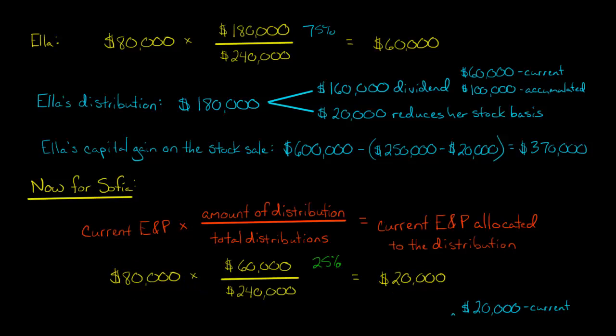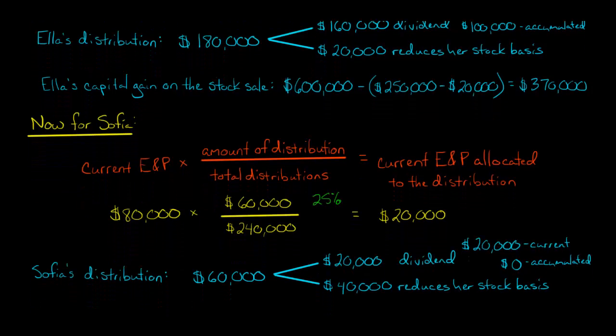Okay, so $20,000 of current E&P when we are looking at her distribution and the extent to which it is a dividend. Okay, so here we go. She received a $60,000 distribution. Now we said current E&P, we will treat it as $20,000. That's her allocable share of current E&P. So $20,000, that current E&P, that's going to be a dividend. But accumulated E&P has already been exhausted. It's already been exhausted because the whole 100 was used with Ella. So there's none left for Sophia. So Sophia is just going to have a $20,000 dividend.